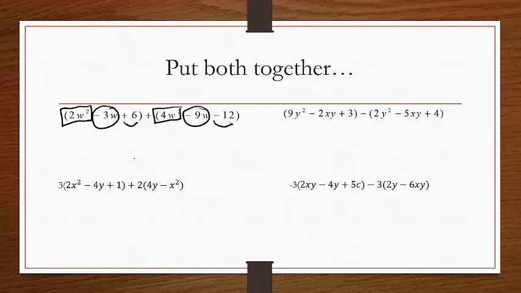So there's 3 pairs of like terms. We can put them together. 4 and 2 will make 6. -3 and -9 will make -12. And 6 and -12 make -6. So that's our answer. There's nothing else I can do.